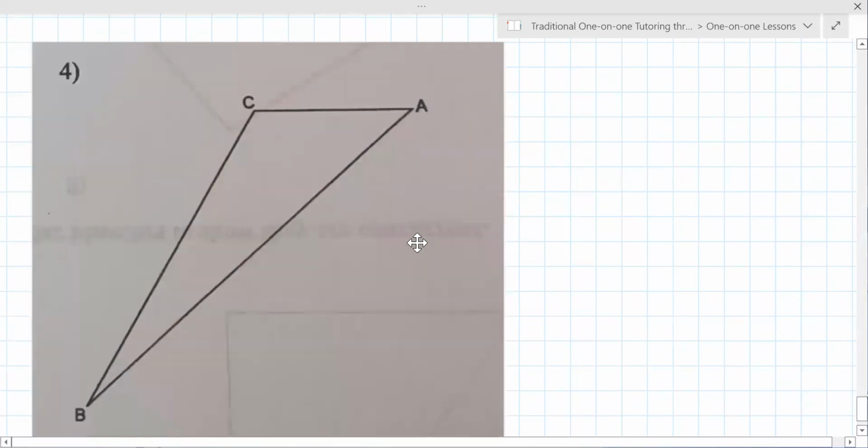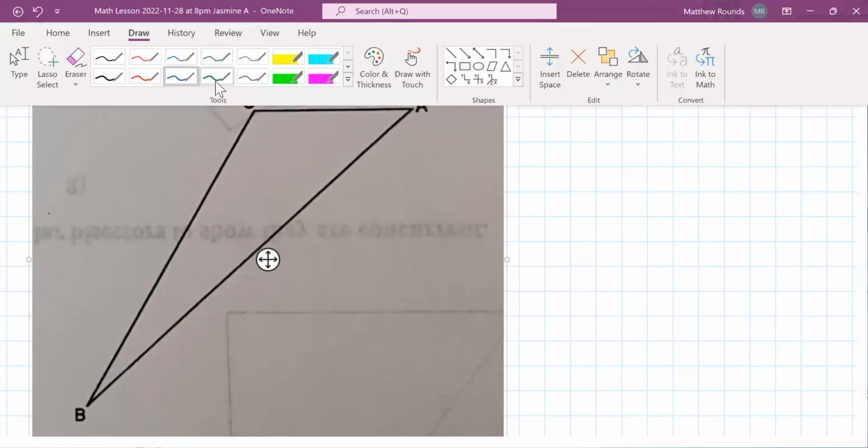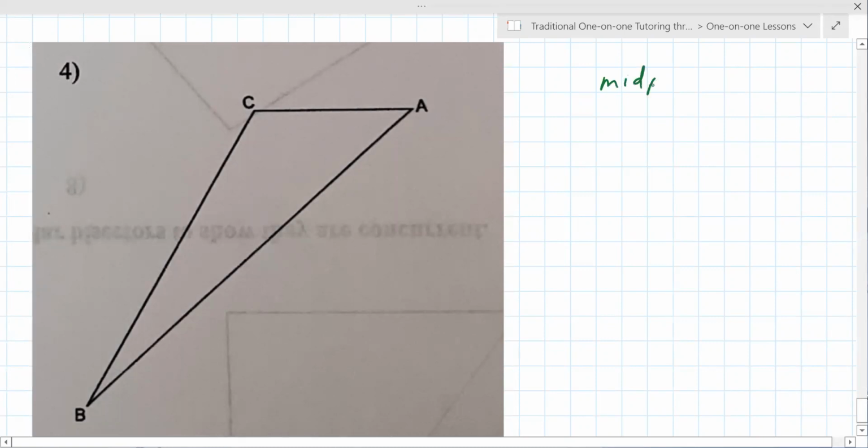Okay, so this one is for AB. You first would actually determine the midpoint. To do that, you would stick the sharp end in B, and you would create this kind of long arc like that. Then you would stick the sharp end in A, and you would similarly create a thing like that. Wherever this hits on the line there, that's the midpoint.